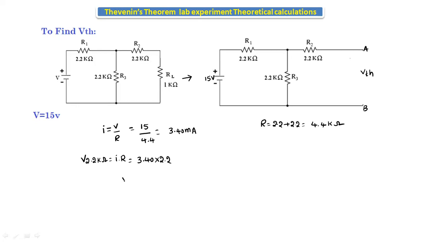That current is 3.40 into the resistance value 2.2. If we calculate the voltage across the 2.2 kilo ohm, 3.40 into 2.2, we will get 7.5 volts. From this, we can say that VTH, Thevenin's voltage, is equal to the voltage across the 2.2 kilo ohm, which is 7.5 volts, for the supply voltage of 15 volts.